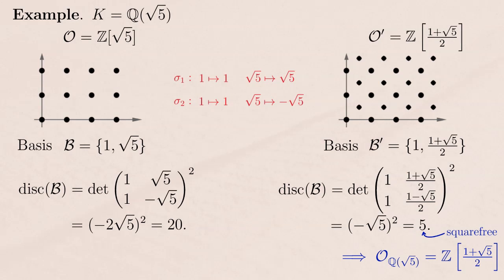Now, we need the discriminant of OK to be minimal. It doesn't have to be square free. If the discriminant of O prime isn't square free, not all hope is lost. Let's see another example. Starting inside Q adjoin root 3, let's look at the lattice Z adjoin root 3.